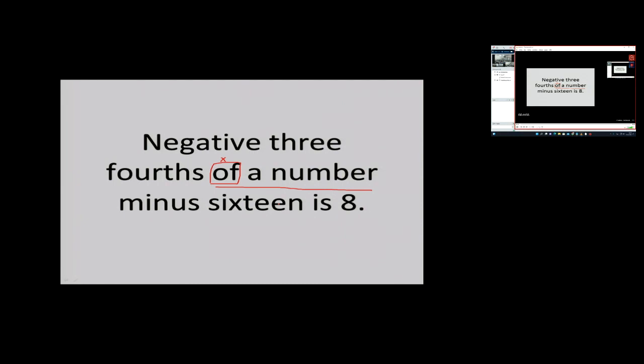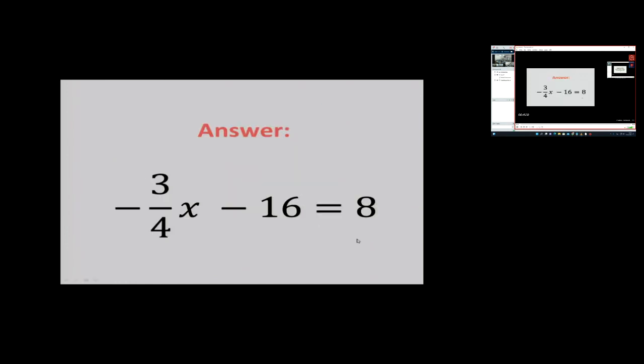Okay, correct. Remember, negative 3/4. Of a number, let's say this is letter X. Negative 3/4 times X is negative 3/4 X. Okay? Minus 16. So, minus is subtraction, is equals 8. So, you will have negative 3/4 X minus 16 is equal to 8.